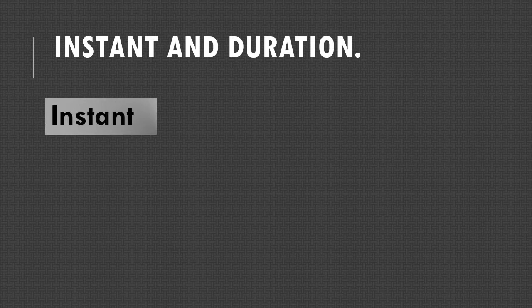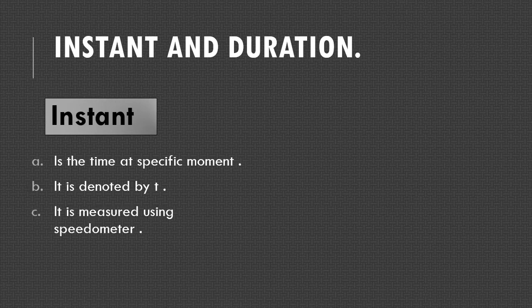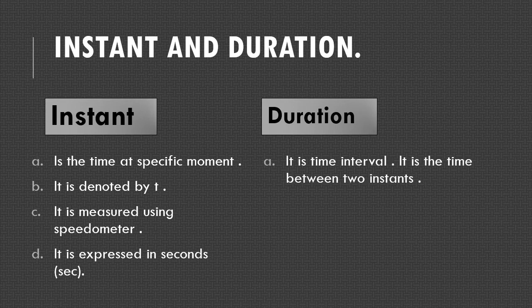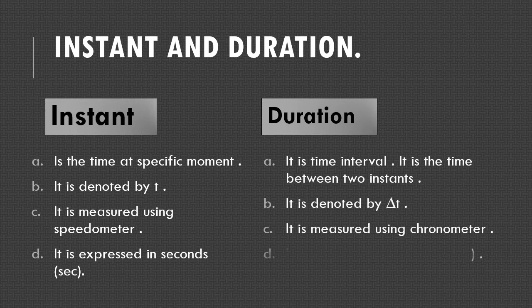Now we must differentiate between instant and duration. First of all, instant is the time at a specific moment, and it is denoted by t. It is measured using a speedometer, and it is expressed in seconds, while duration is a time interval. It is the time between two instants, and it is denoted by delta t. It is measured using a chronometer, and it is also expressed in seconds.